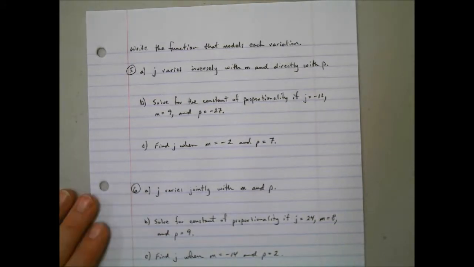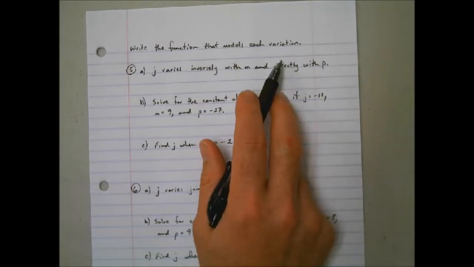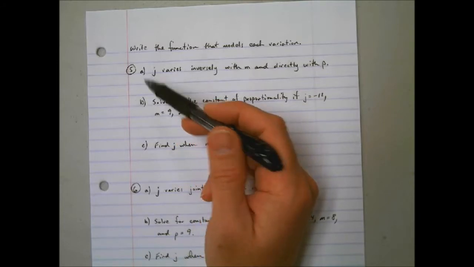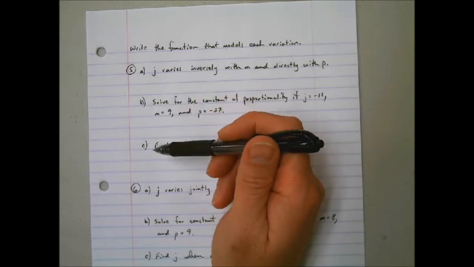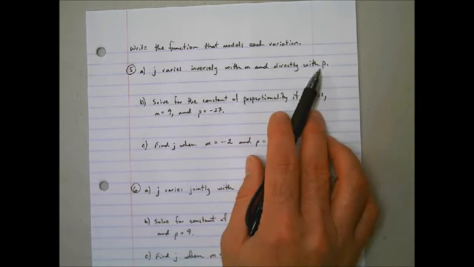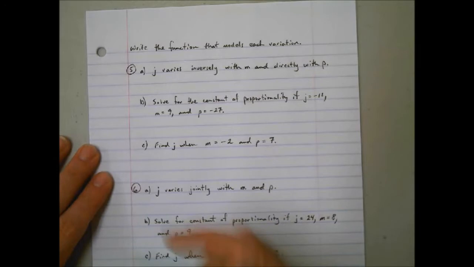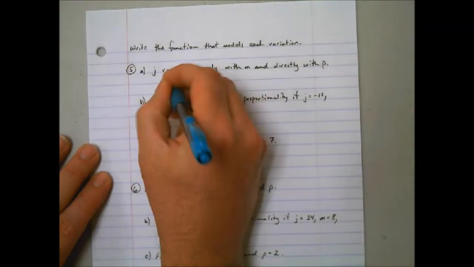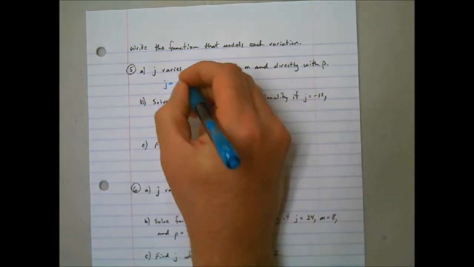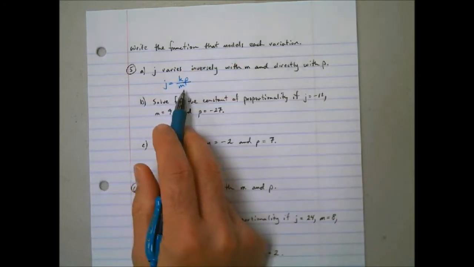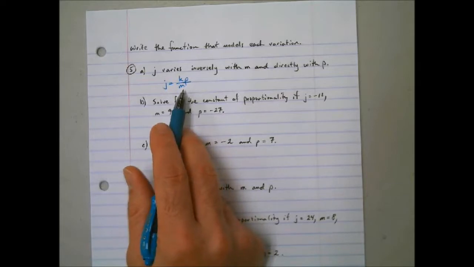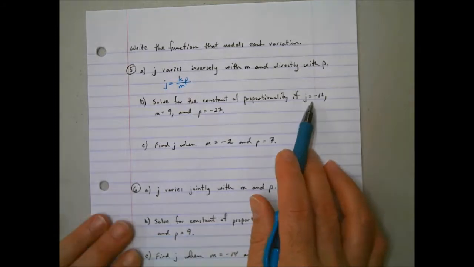Okay, write the function that models each variation. I've got this listed as part A, part B, part C. On the actual worksheet, it doesn't break it down to part A, part B, part C. It just tells you to do all this in one problem. Okay, J varies inversely with M and directly with P. Okay, well, if J is varying inversely with M, so J equals K over M, and directly with P, so P is up in the numerator there with the K. So J equals KP over M. There's our basic equation.